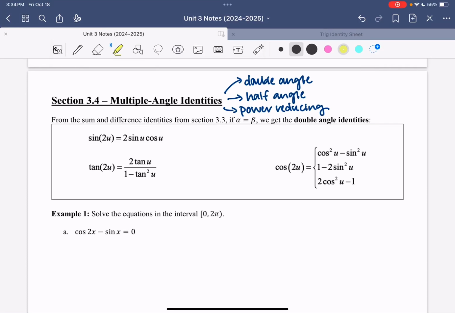Hey everyone, in this video we're going to talk about section 3.4, which is about multiple angle identities. These include the double angle identities, the half angle identities, and the power reducing identities. This video is going to mainly show you the applications of these, and then in class we're going to touch on the proof side of these.